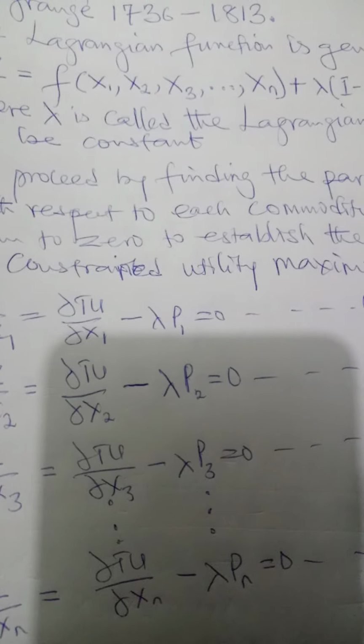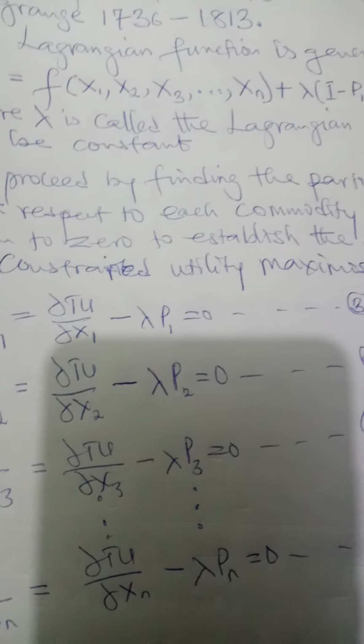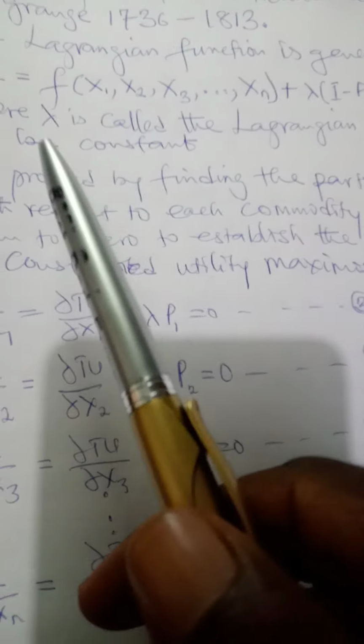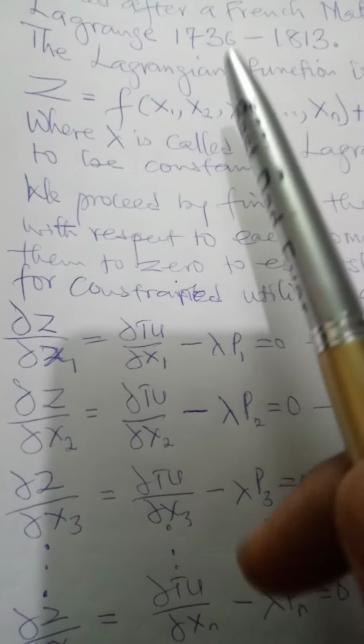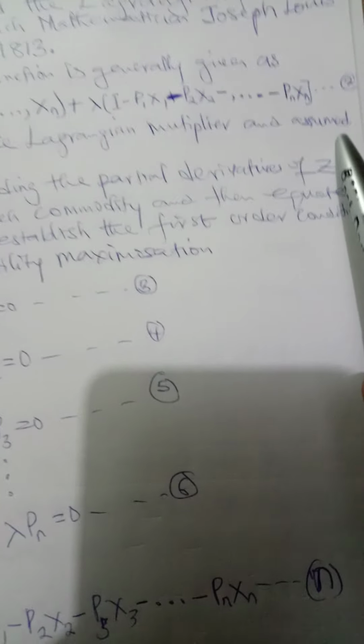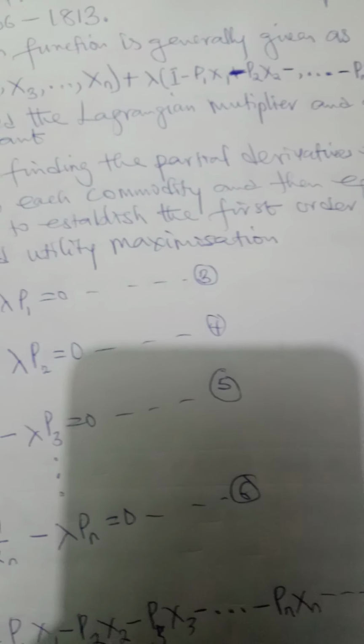So for the purpose of explanation, we had to introduce this to make the explanation of what we are deriving easier. Now, lambda is called the Lagrangian multiplier and is assumed to be constant.